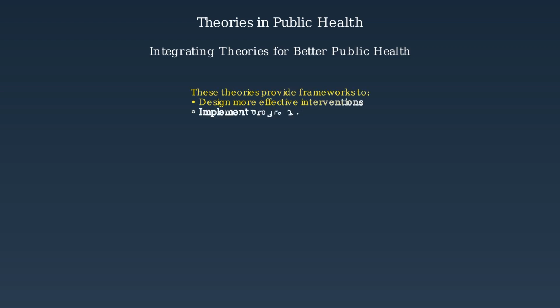In the following sections, we'll explore each theory in detail, examining how they can be applied to design more effective interventions, implement programs strategically, and evaluate outcomes systematically.